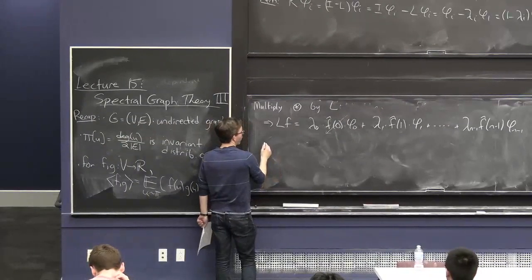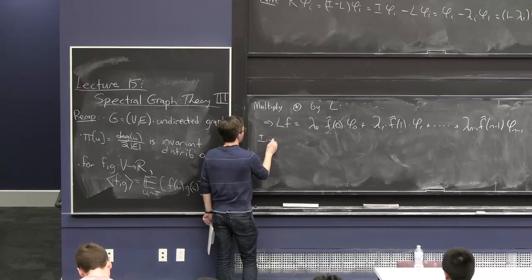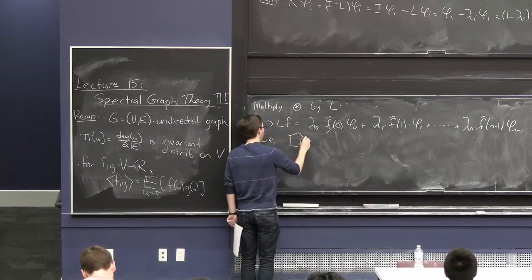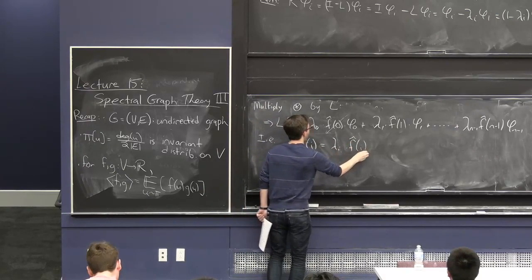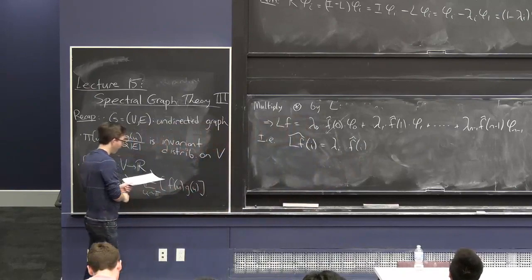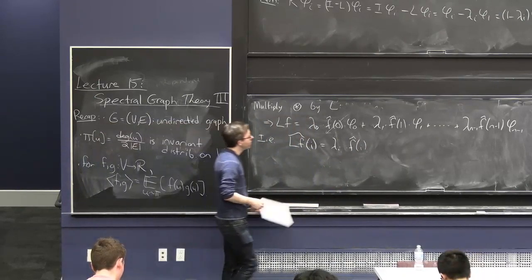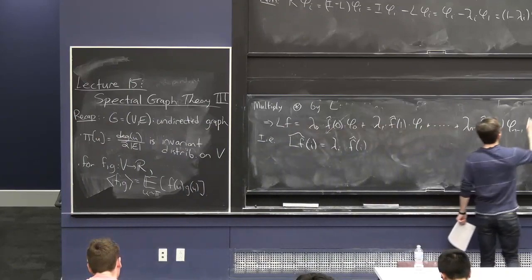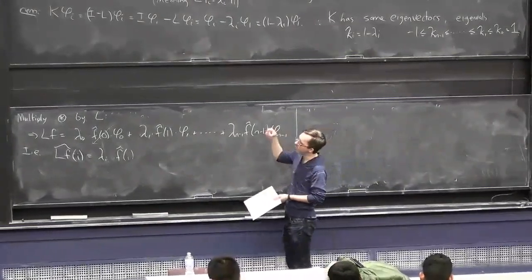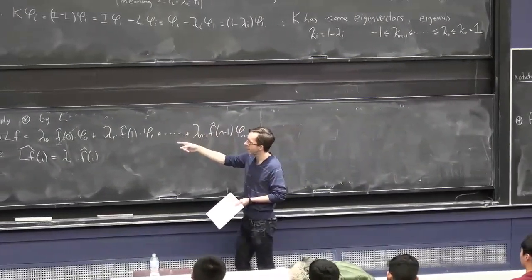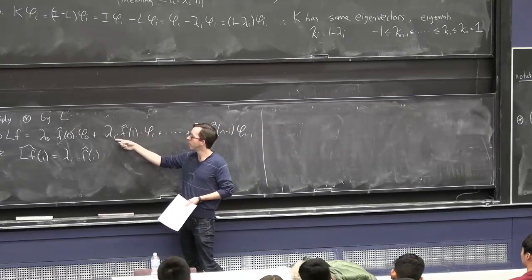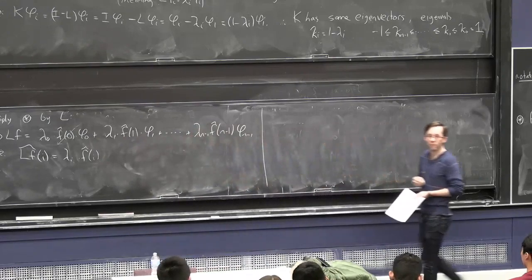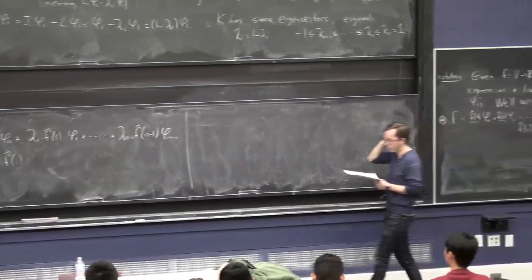OK, so if you want to write this in some funny symbols, we could deduce that L f hat I is lambda I times f hat I. Another nice thing is this. I should also mention, if you imagine applying L to this again, this will go up to lambda I squared. And if you apply L t times, you'll just multiply all these coefficients by lambda I to the t. So that's going to play a role when we start studying random walks.